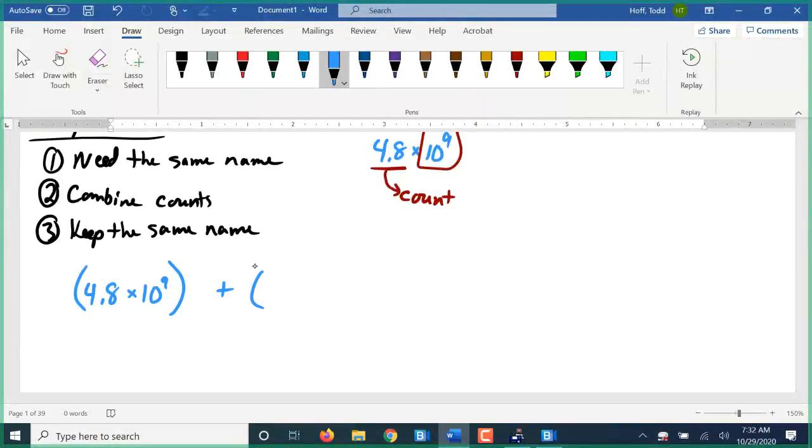So 4.8 times 10 to the ninth plus 3.4 times 10 to the ninth. So these both have the same name. They're both 10 to the ninth. We'll combine the counts. 4.8 plus 3.4 is 8.2. And we keep the same name, times 10 to the ninth.